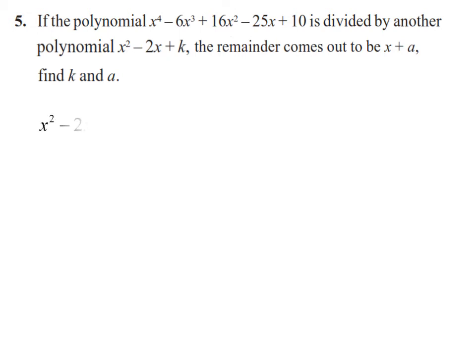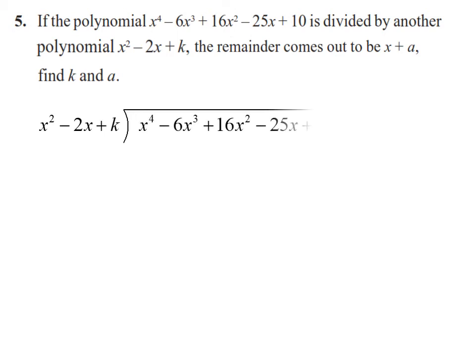So for the solution, I will divide. My divisor is x squared minus 2x plus k. The dividend is x to the power 4 minus 6x cubed plus 16x squared minus 25x plus 10. Now, what will be my first term? The first term I get is x squared.